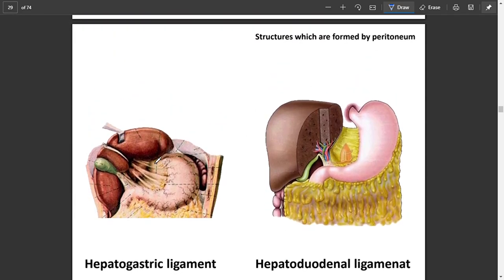Hepatogastric ligament. Hepato means liver, gastric means stomach. So there's a ligament between the liver and stomach. It is called hepatogastric ligament, and there is a ligament between the duodenum and the liver, and it is called hepatoduodenal ligament.